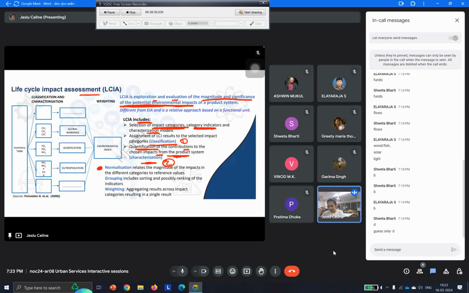So for that we have normalization, and then we have grouping, where we sort and rank these indicators. By ranking, we mean which ones are more sensitive and which ones are less sensitive, and which one this particular product is contributing to the maximum. And then we have weighing, where we see what is important, or the aggregated results are weighed, and then we come to a final result in order to see what the impact is. So classification, characterization, normalization, grouping, and weighing are different methods included in life cycle impact analysis.